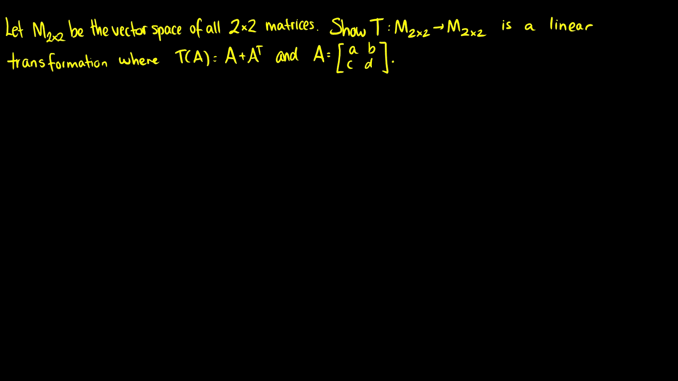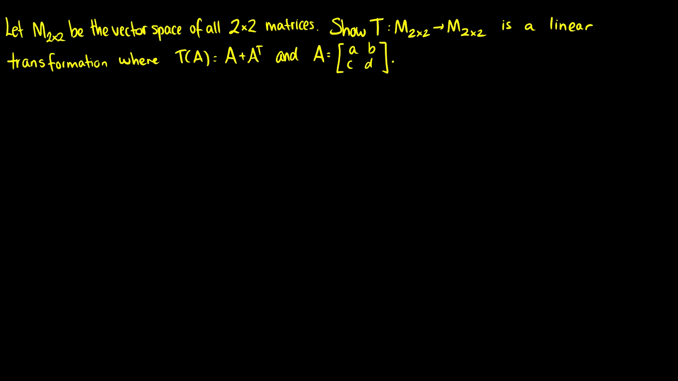In this video, we're going to do some vector space proofs with linear transformations. So I'm going to let M subscript 2 by 2, so all 2 by 2 matrices, be a vector space. So I have a transformation from M2 by 2 to M2 by 2, which means we take a 2 by 2 matrix, we put it through a function, and then it becomes another 2 by 2 matrix.